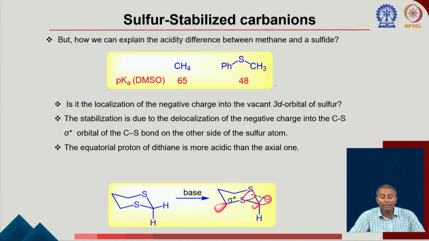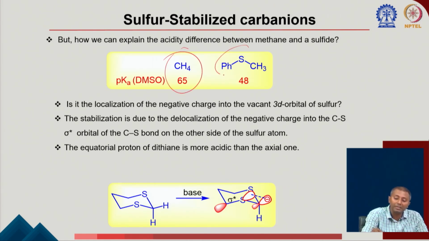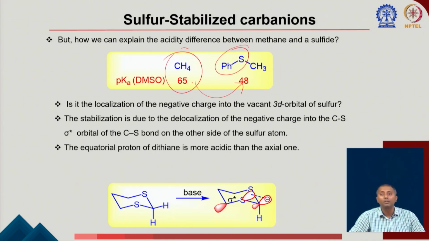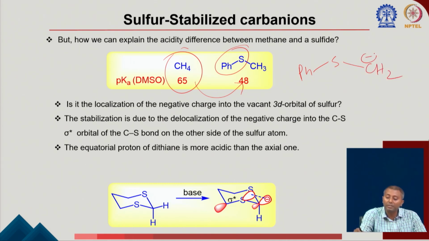Okay. So again, one of the other important things when you talk about the pKa of methane versus when you replace it by SPh, we talk about a change of pKa from 65 to 48. So one thing you might be thinking is, maybe sulfur has a d orbital and carbon doesn't, so when you have this CH2 minus, it might be giving electron density to the corresponding d orbital of sulfur. That's why it is getting stabilized. But the calculation suggested that that is not the major factor.